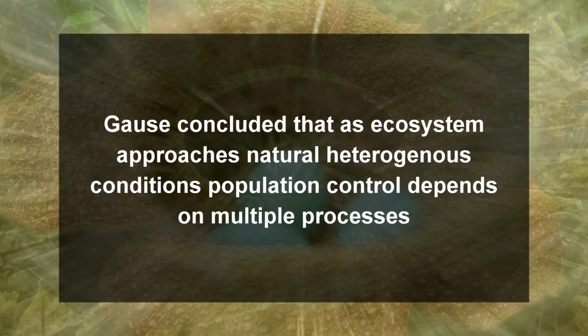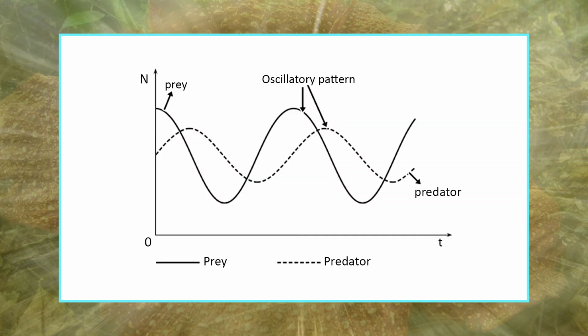From this study, Gause concluded that as the ecosystem approaches natural heterogeneous conditions, population control depends on multiple processes. However, the extinction of prey-predator relationships in a homogeneous environment can be mitigated to an oscillatory pattern by repeated immigrations.